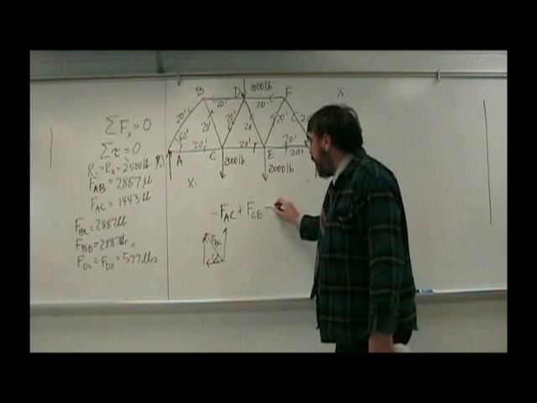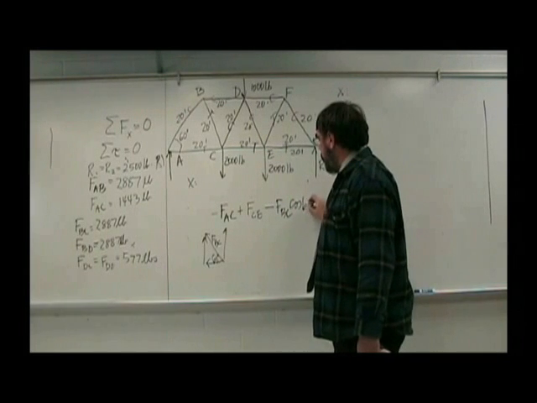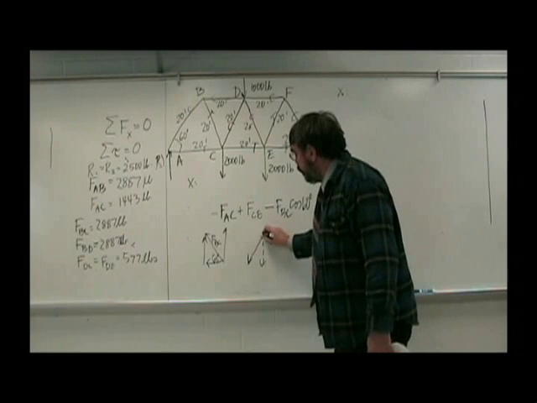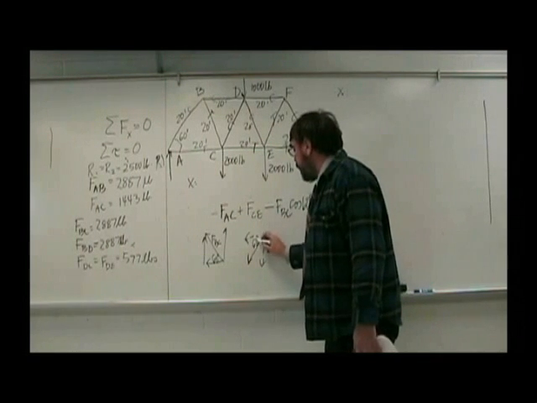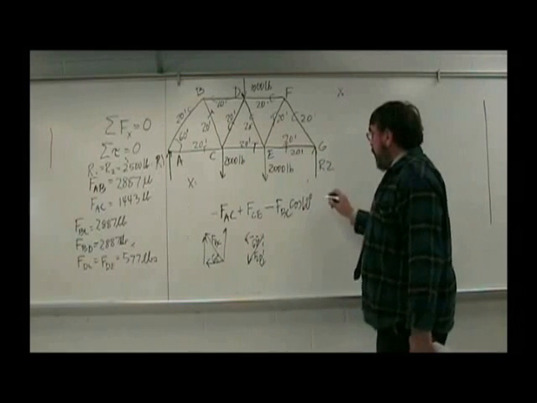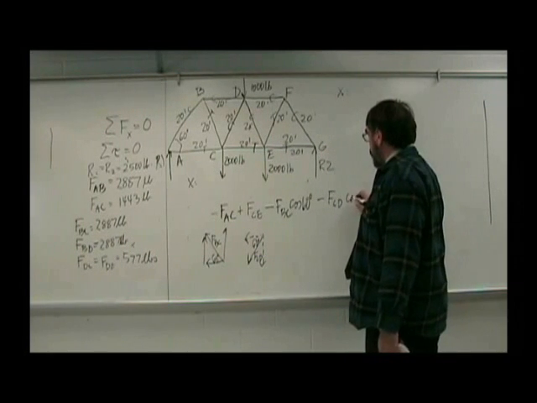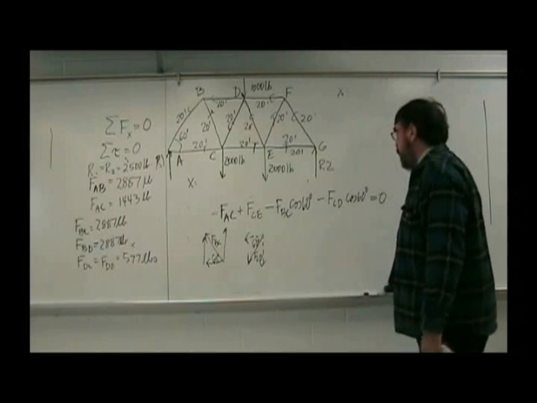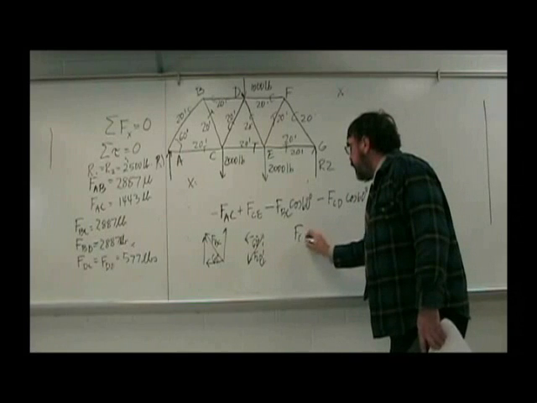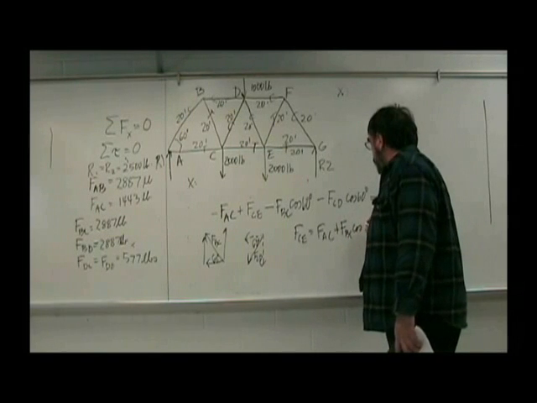So minus, because it's that way, minus FBC cosine 60 degrees. And then the other one is also, it's downward. And it's this one. This is 60 degrees. And this is FCD. So minus FCD cosine 60 degrees equals 0. Okay? So what we're trying to find is FCE. Let's leave it on that side. So we got FCE equals FAC plus FBC cosine 60 degrees.